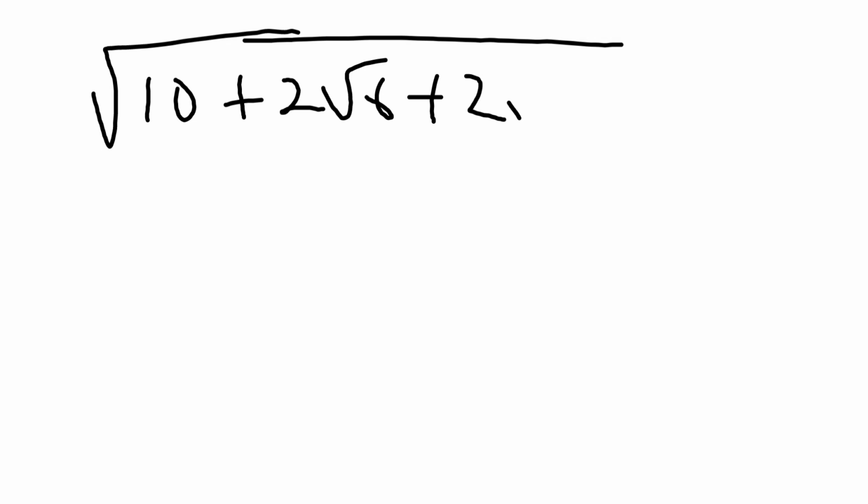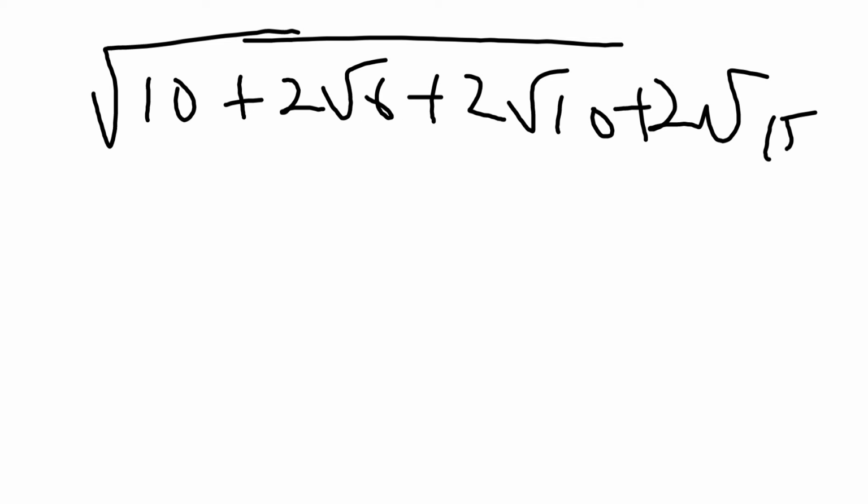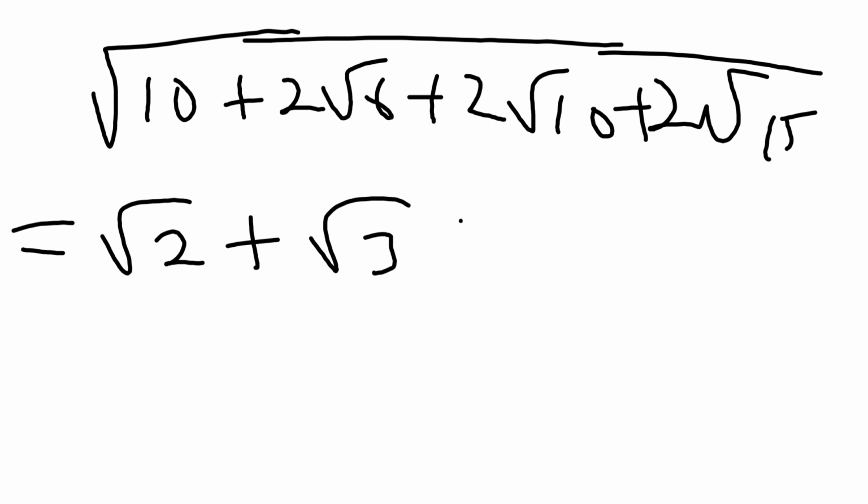So what we finally have now is that the square root of 10 plus 2 root 6 plus 2 root 10 plus 2 root 15 is nothing but the square root of 2 plus the square root of 3 plus the square root of 5. So this is the final answer we have.